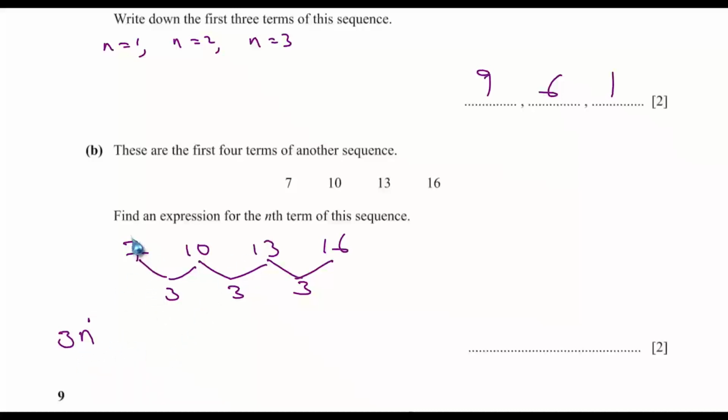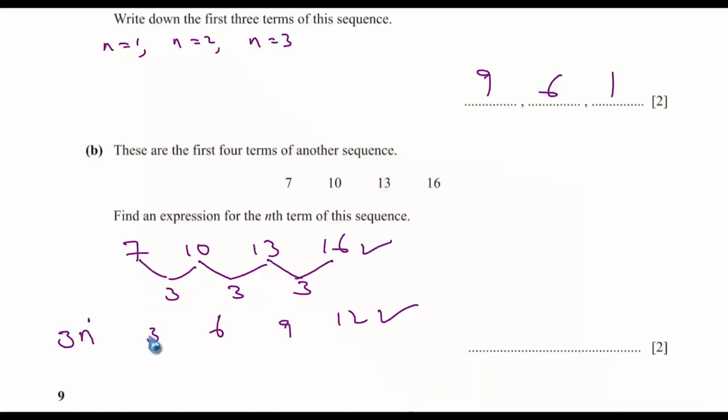So when n is 1, you have 3 times 1, 3. When n is 2, 3 times 2, we have 6. When n is 3, we have 3 by 3, we have 9. And when n is equal to 4, we have 3 by 4, that will be 12. So let's compare this new sequence with the given sequence.